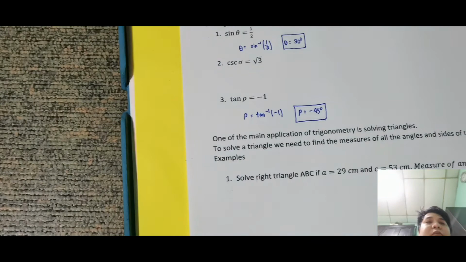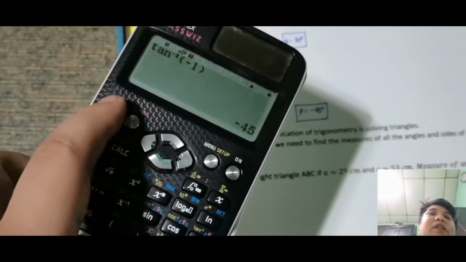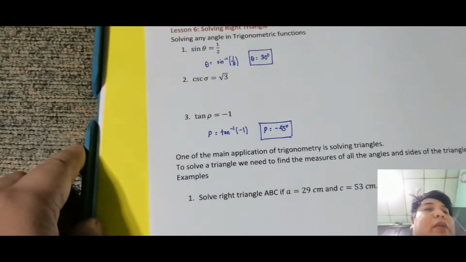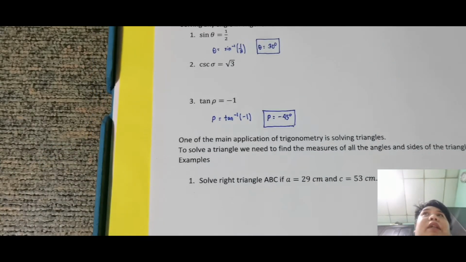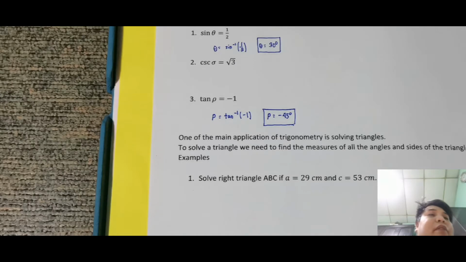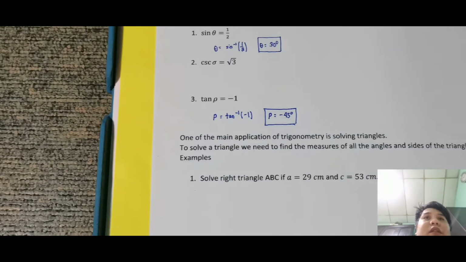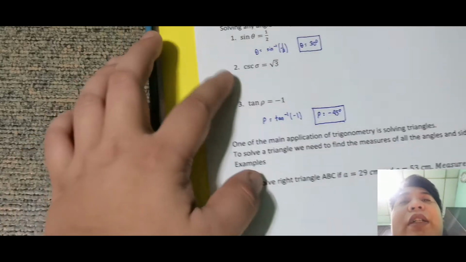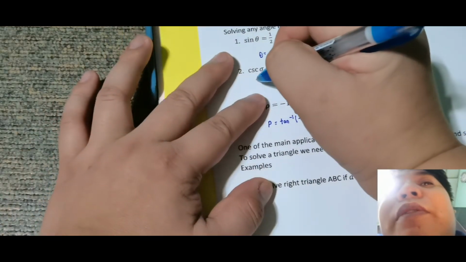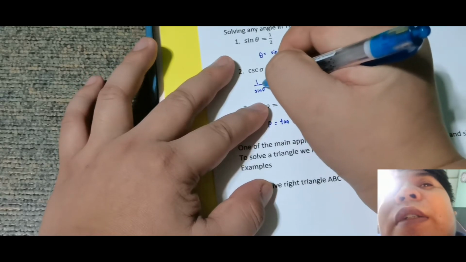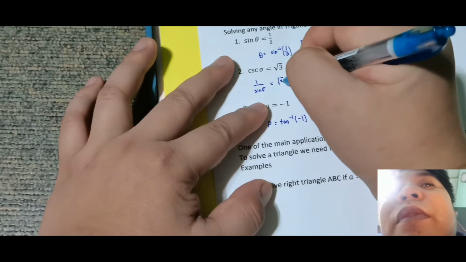Okay, ngayon ito yung problema. Wala kasing cosecant inverse dito sa calculator. Ayun yung medyo magiging tricky sa atin sa part natin. Remember na yung cosecant natin is equivalent sa 1/sin. Kunin mo muna yung identity nito: cosecant sigma is equivalent sa 1/sin sigma, which is equal sa square root of 3.